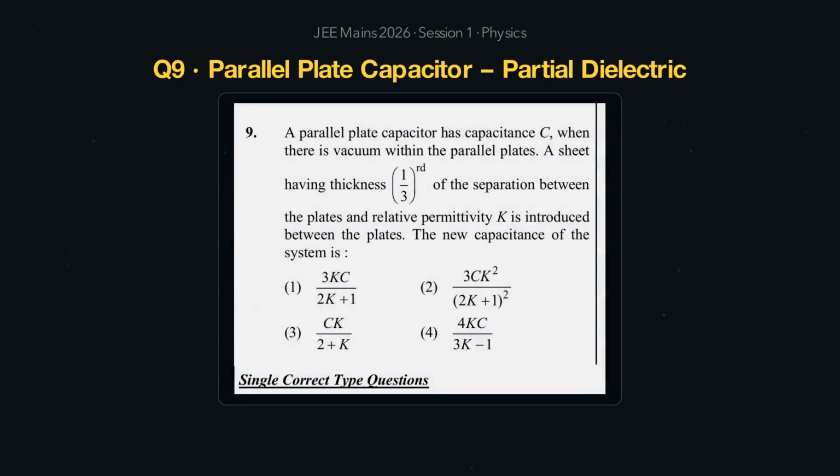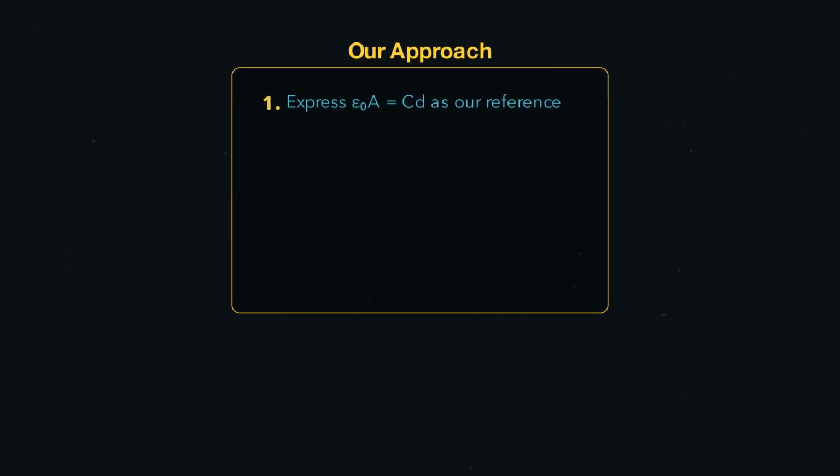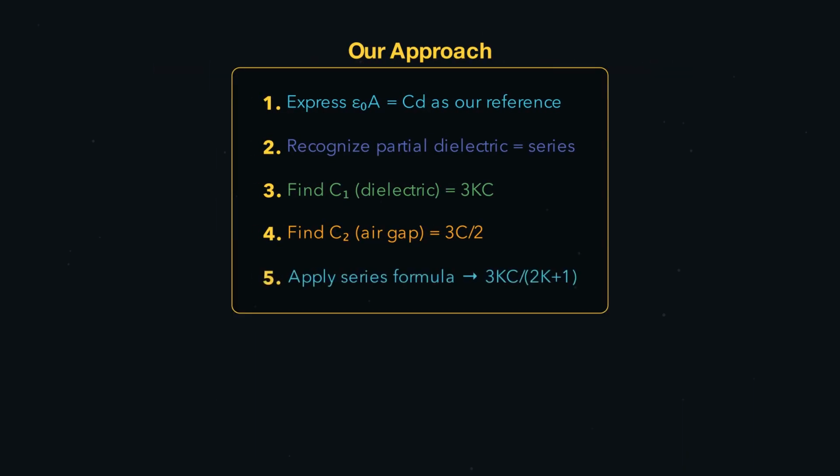You slide a dielectric slab into a capacitor, but only 1/3 of the gap. Does the capacitance just go up by K? Not quite. Here's our approach. We start by expressing the original capacitance in a useful form. Then, we recognize that the partial slab creates two capacitors stacked in series, one with the dielectric, one with the remaining air gap. Finally, we combine them using the series formula and simplify.